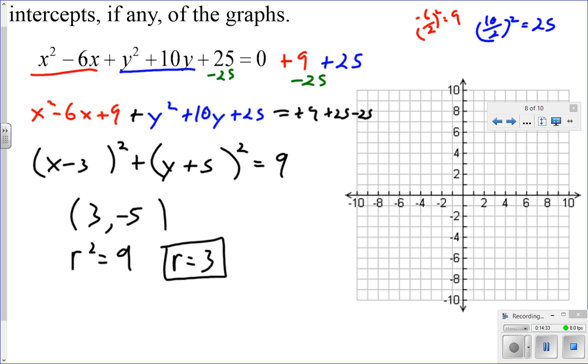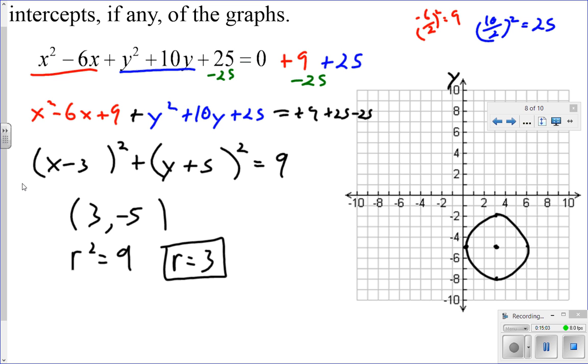So I go over to here, and I go to 3, negative 5, and I'm there. And I know I can count over 3 for my radius to the right, over 3 to my left, up 3 here, and down 3 here. And I can graph my circle. Looks like it's going to have an intercept right here with our y-axis. And that y-axis intercept is found when x is equal to 0.